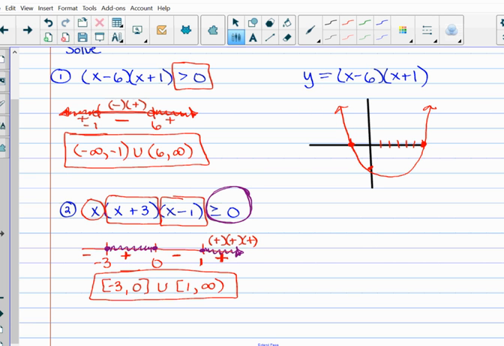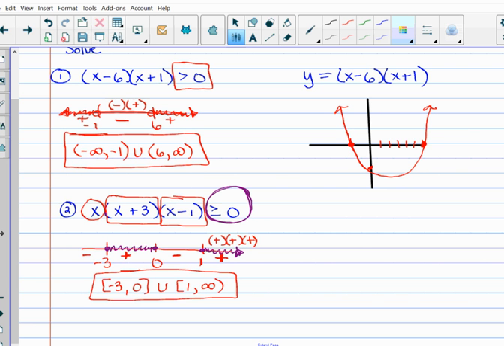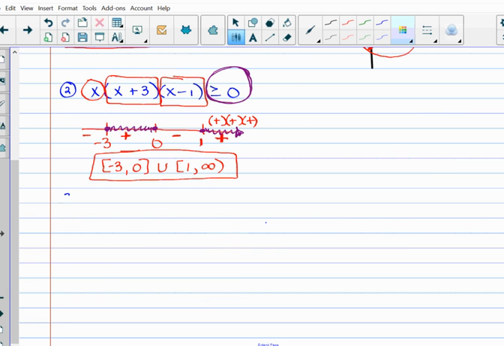Questions so far? Starting to get the procedure here? Okay. All right, let's try again. All right, 2x squared plus 9x minus 5 is less than or equal to 0.